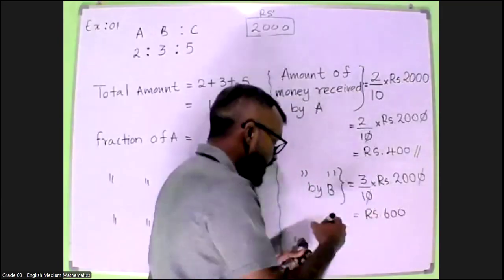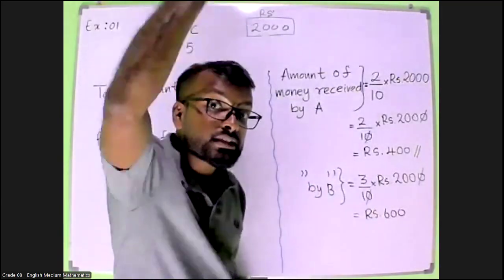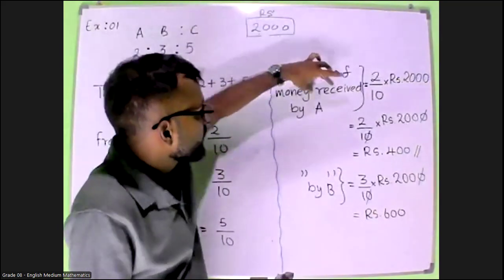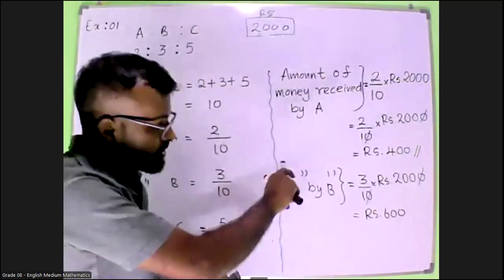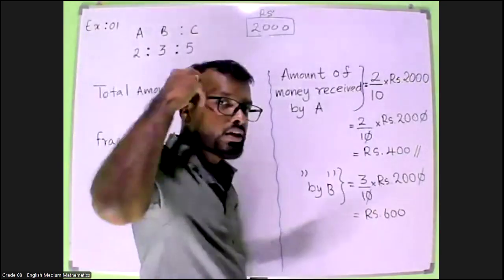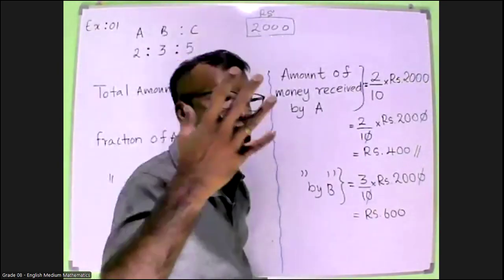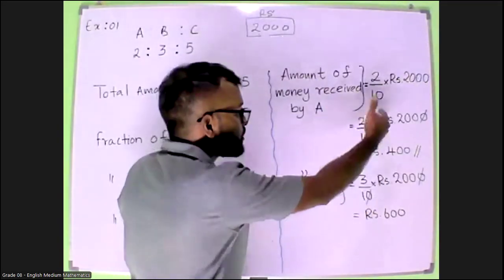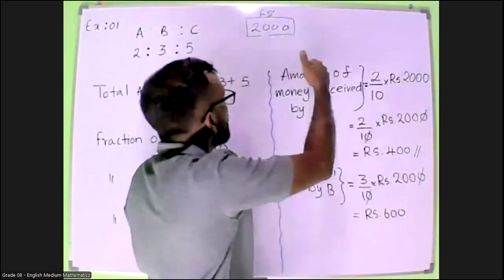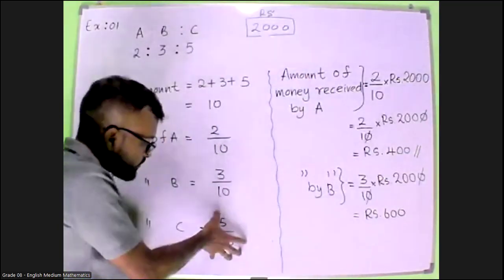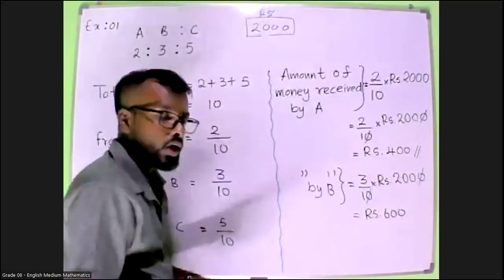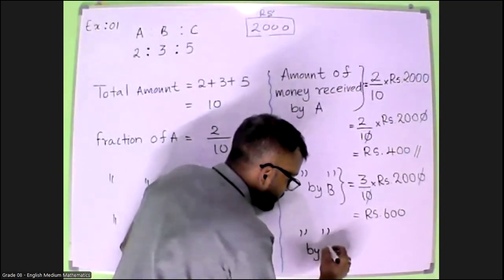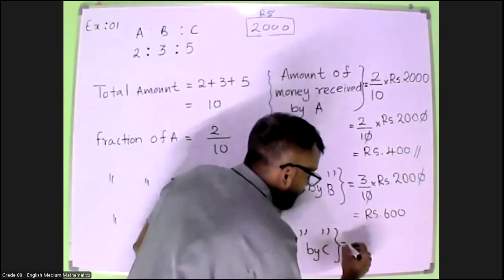So, when I am doing this, you need to think about the next step. How to find the amount of money received by C? Same as that. Use your mind to think. This has been done in this way, this has been done in this way. For C, we have to multiply this fractional part by the total amount. You have to write down the amount received by C.